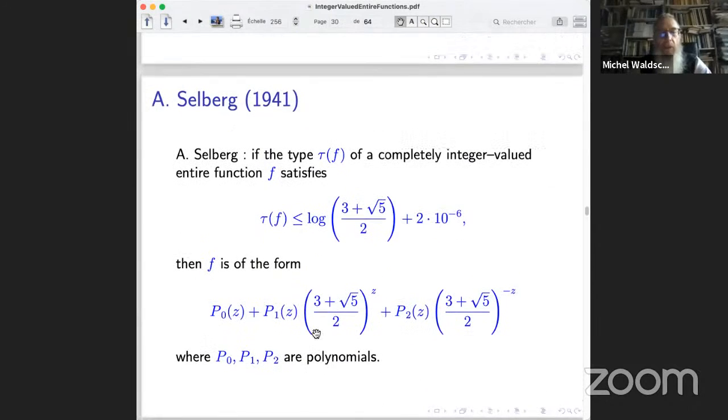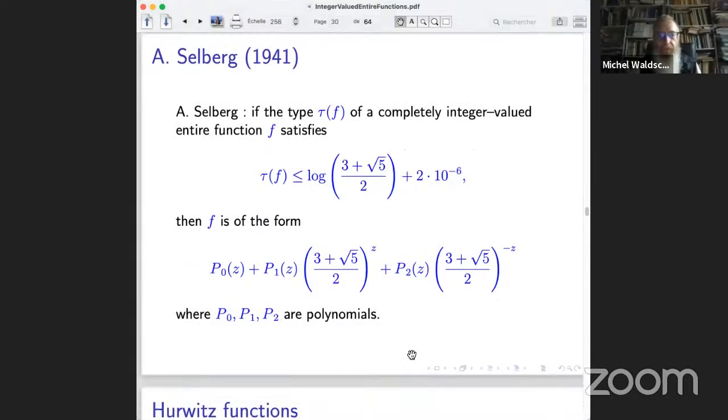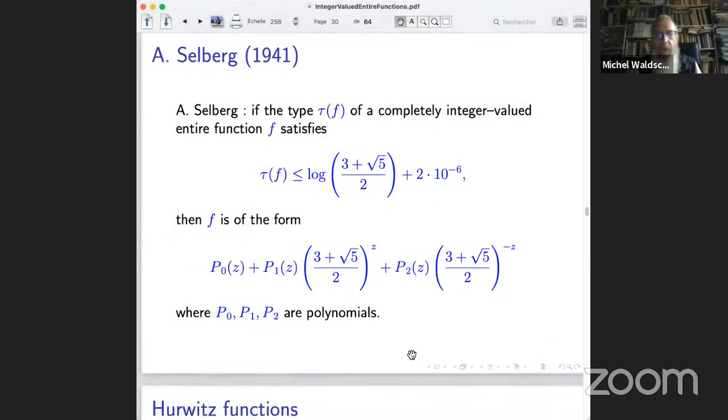Selberg went a little bit further, like he did in the case of Polya and Hardy. Selberg proved that if the type is less than the same number plus a small epsilon, 2 divided by 10 to the 6, then f is of the form p0 plus p1 times this number to the z, plus p2 times this number to the minus z, where p0, p1, p2 are polynomials. It's easy to see that there are only countably many such functions with algebraic coefficients.